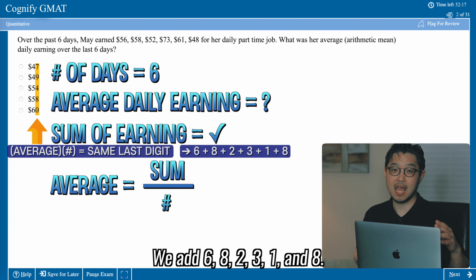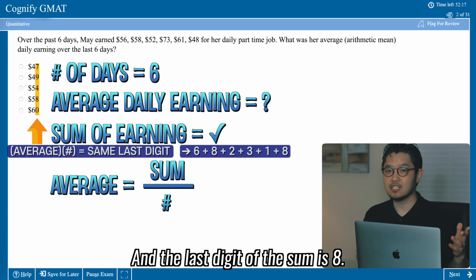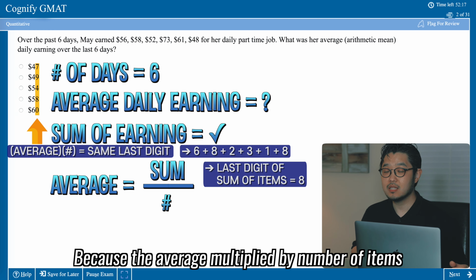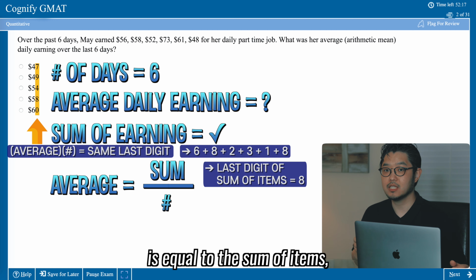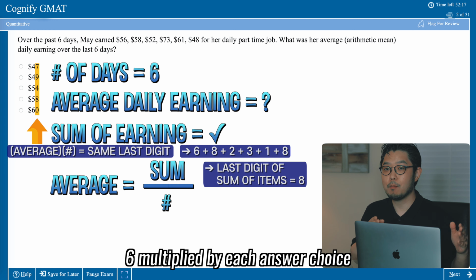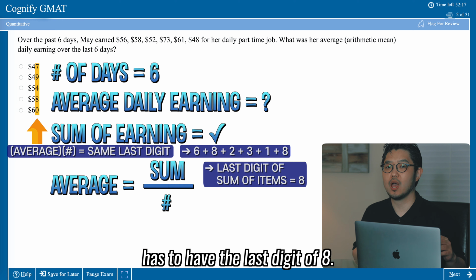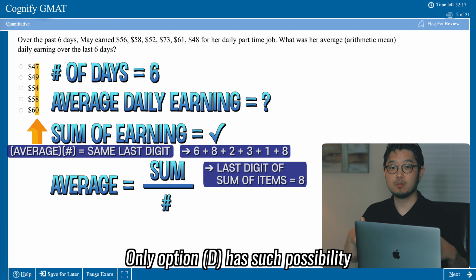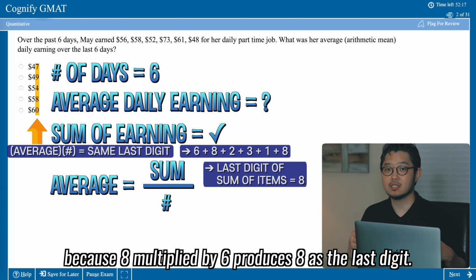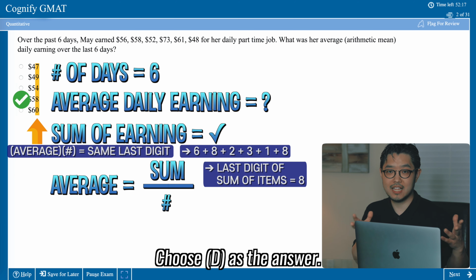We add 6, 8, 2, 3, 1, and 8, and the last digit of the sum is 8. Because the average multiplied by number of items is equal to the sum of items, 6 multiplied by each answer choice has to have the last digit of 8. Only option D has such a possibility because 8 multiplied by 6 produces 8 as the last digit. Choose D as the answer.